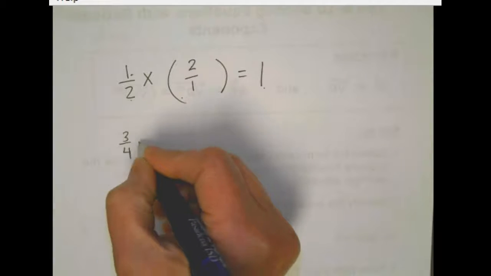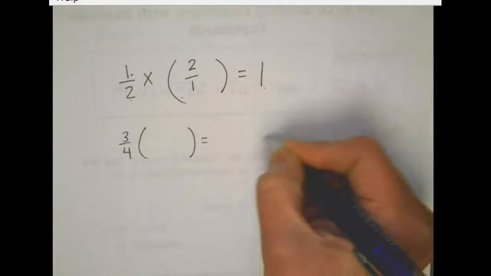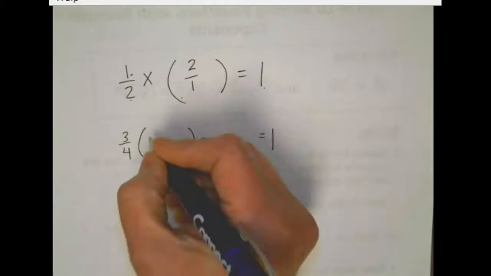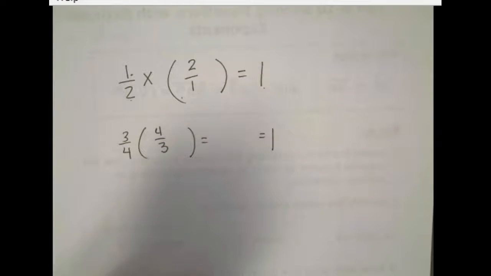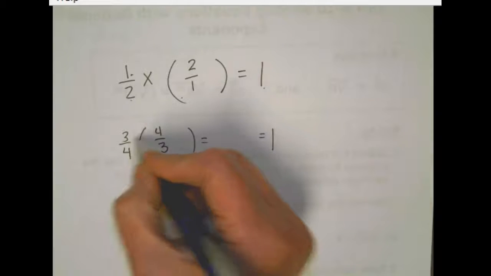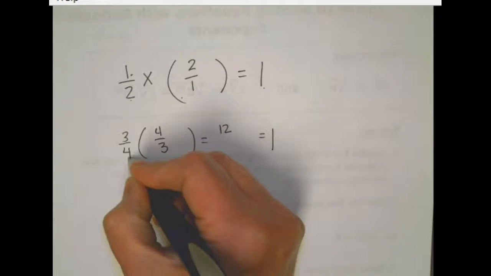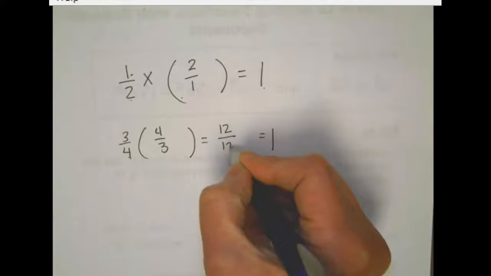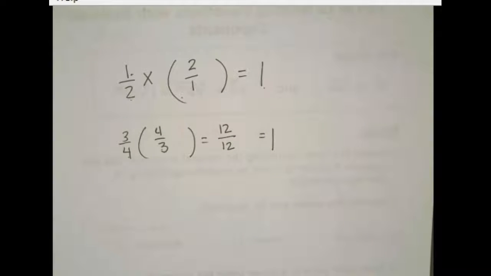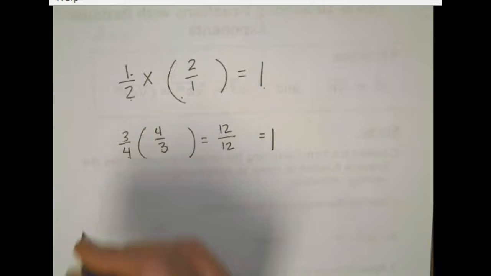What am I going to need to multiply 3/4 by so it will be equal to 1? Let me remind you that when you multiply fractions, you multiply top times top and bottom times bottom, and then the 12 over 12 would reduce to 1.